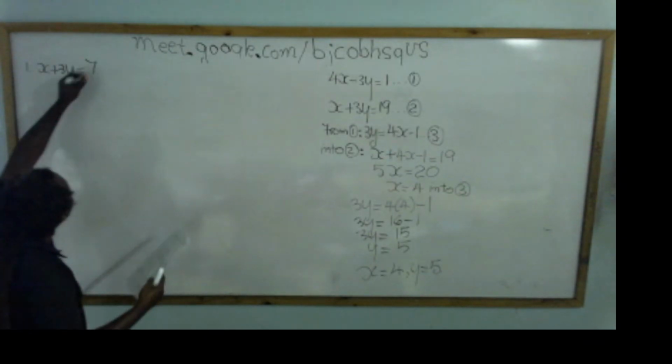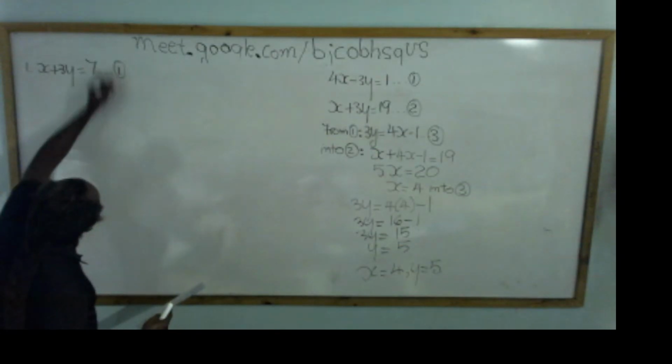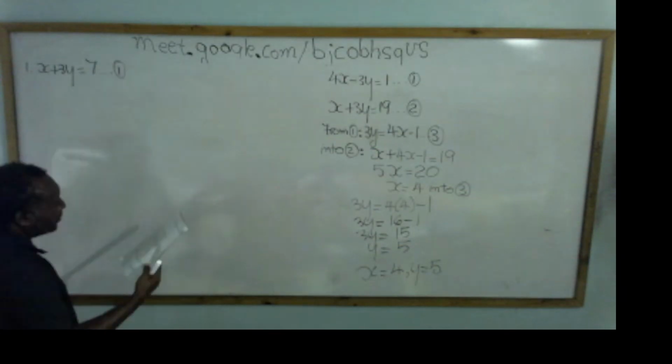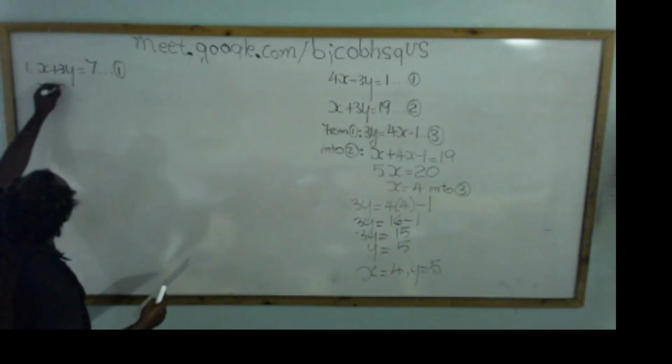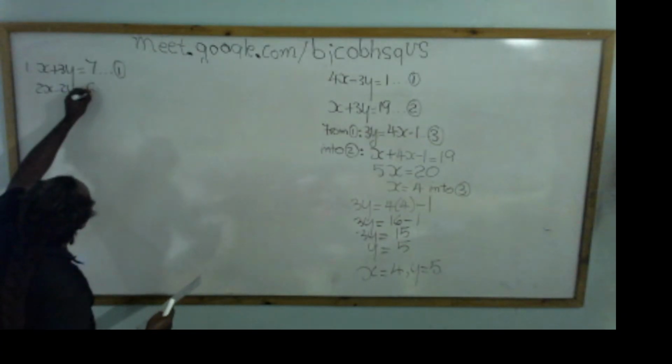That's your equation 1. Anything else? 2x minus 2y is equal to 6, and that is your equation 2. Nice.